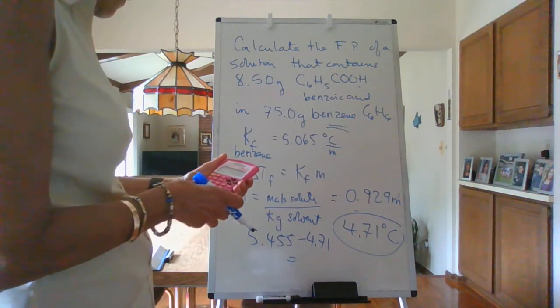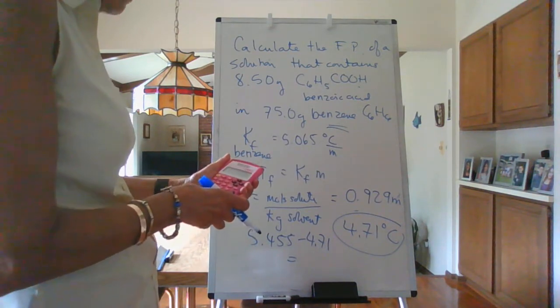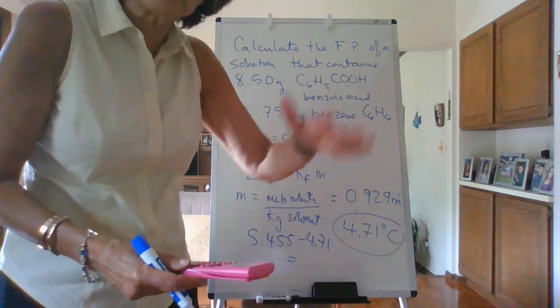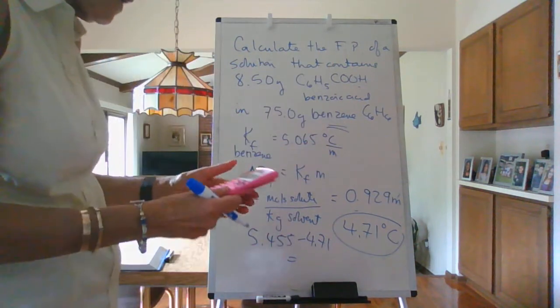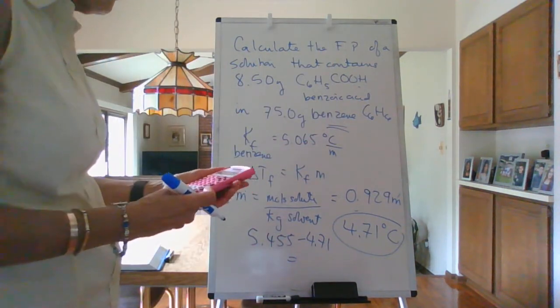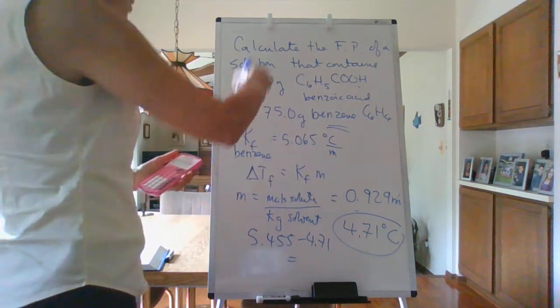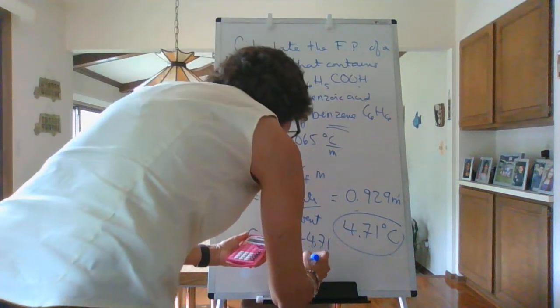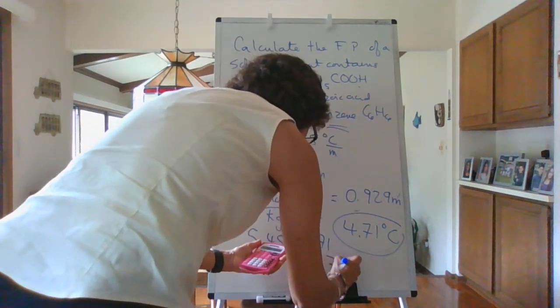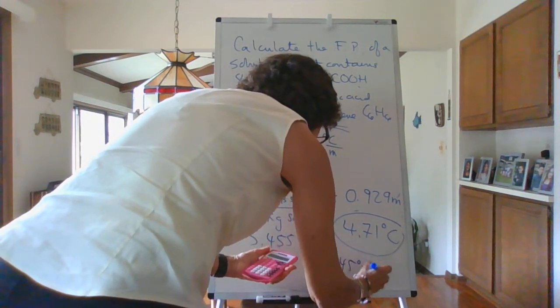5.455 minus 4.71. Why am I subtracting? Because remember, this is a freezing point depression. It's going down. So this solution is going to freeze at 0.745 degrees Celsius.